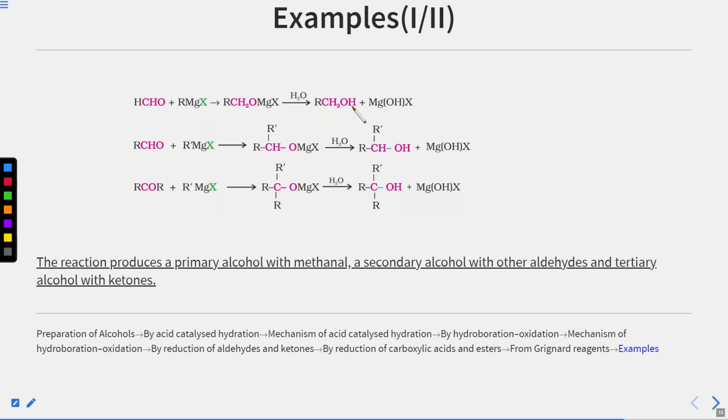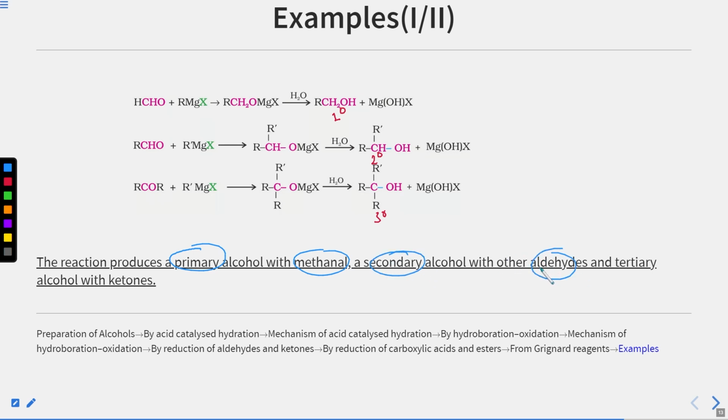Use a different pen. Okay, so it is 1-degree alcohol. This is 2-degree alcohol. This is 3-degree alcohol. Now we can make a general statement: the reaction produces a primary alcohol with methanol, a secondary alcohol with an aldehyde.